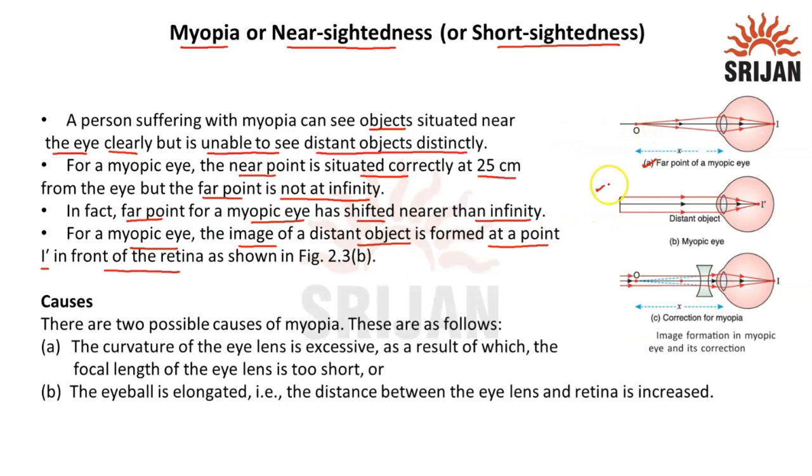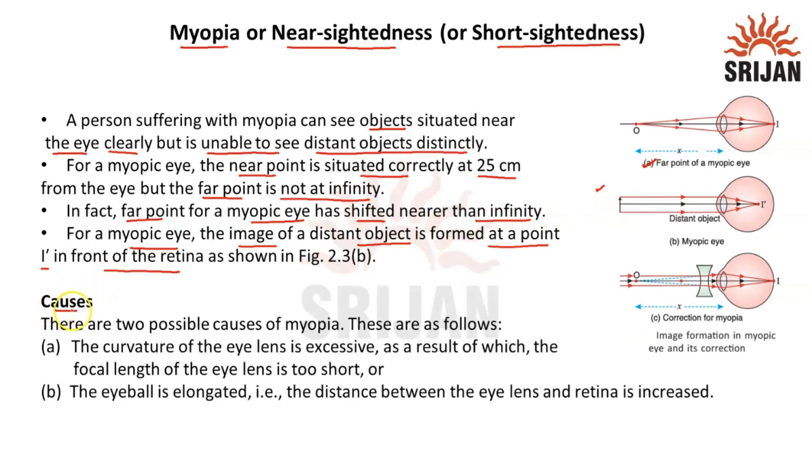But what if the object is actually lying at infinity? In that case, the image is not able to be formed at the retina. It is formed in front of the retina, indicating that the person will not be able to see this particular object clearly and his vision will be blurred.